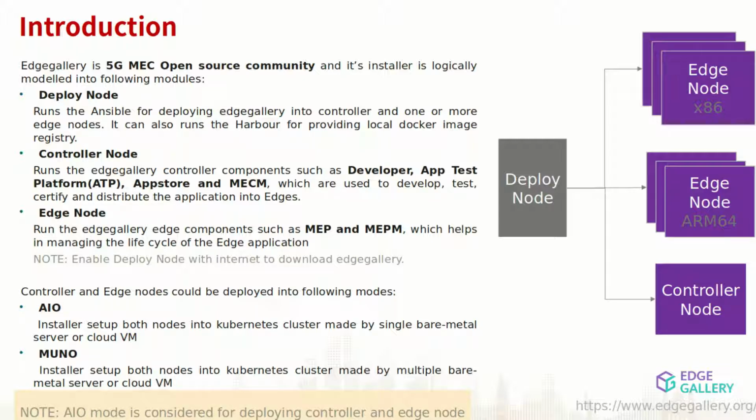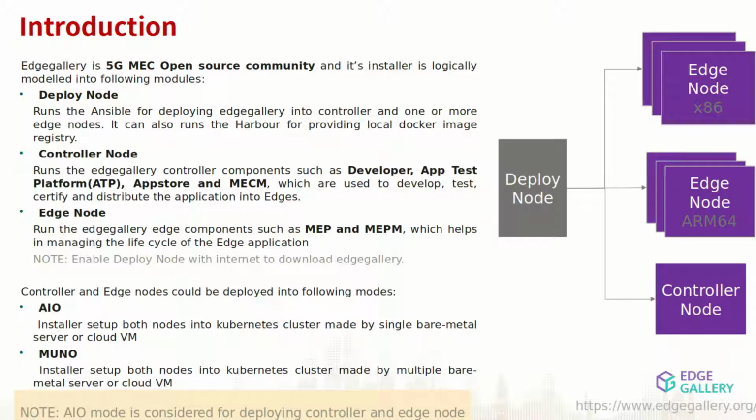EdgeGallery's installer is logically modeled into Deploy Node, Controller Node, and Edge Node. Deploy Node runs Ansible for deploying EdgeGallery controller on one or more Edge nodes. It can also run Harbor for providing a local Docker image registry.